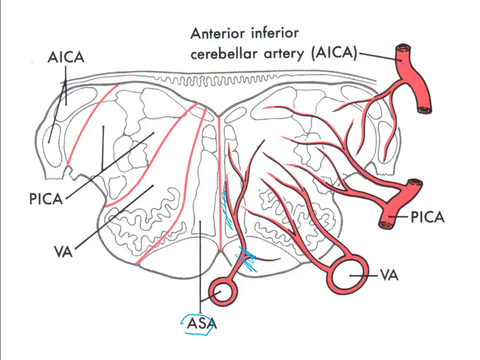Vertebral. What's its territory going to include? Olive. Ambiguous. What's this? Posterior inferior cerebellar. So we've got a paramedian, a short circumferential, a long circumferential. What are you getting here?